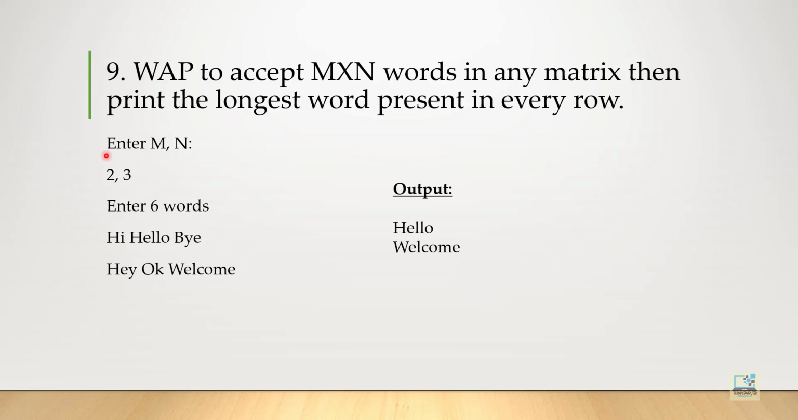So enter m, n. If I input 2, 3, enter 6 words. Suppose I input hi, hello, bye, hey, okay, welcome. These words are getting stored in the string array. These 3 words are getting stored in the first row. These 3 words are getting stored in the second row. So basically I need to find the longest word in every row. In the first row I can see the longest word is hello. In the second row I can see the longest word is welcome.